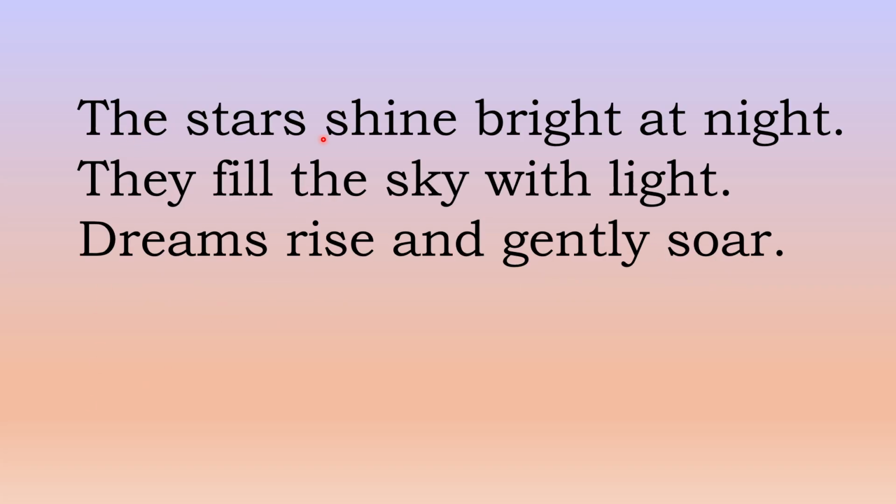Another example: the stars shine bright at night. They fill the sky with light. So night and light are the first set of rhyme, and then "soar" does not rhyme with them. So it's B, the second set of rhyme. So it's night A, light A, and then soar B. So we have AAB.